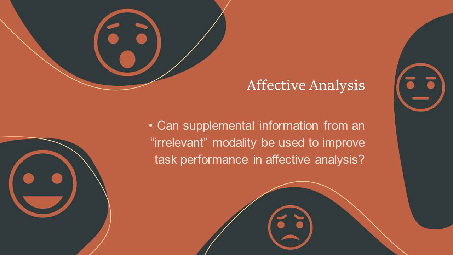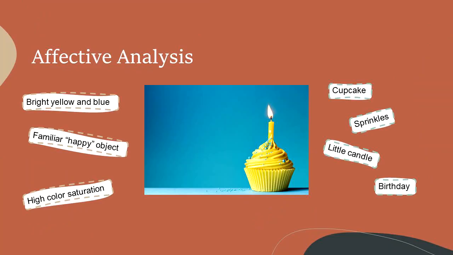An interesting new direction our research group is pursuing is the use of multimodal techniques to solve unimodal affective analysis tasks. Specifically, we're interested in exploring whether useful biases latent in word embeddings can be used to improve performance in affective image analysis. For example, traditional affective image analysis might look at the image here, and it might decide, okay, we have some bright yellow and blue. We have this item that commonly appears in pictures labeled as happy. We have a lot of color saturation. This is probably an image that would evoke happiness.